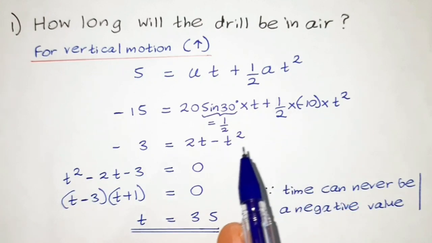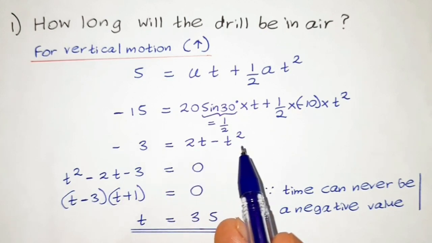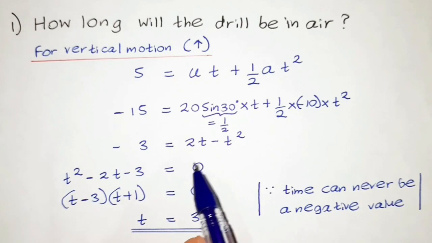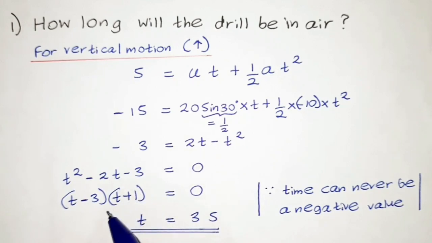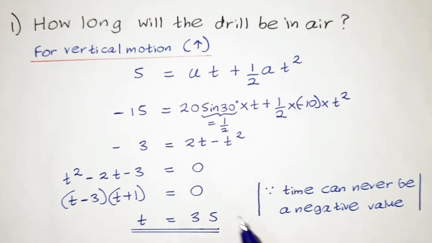Because we consider the positive direction as the vertically upward direction, we have a minus 10 because the acceleration due to gravity is in the downward direction, times t squared, where t is the time. After simplification, we can obtain that minus 3 is equal to 2t minus t squared. When you simplify this quadratic equation, we can obtain that (t minus 3) times (t plus 1) is equal to 0. We can obtain that t is equal to plus 3 or minus 1. But the time can never be a negative value. Hence the time it takes to reach the ground is 3 seconds after it is thrown up initially in a projectile motion.